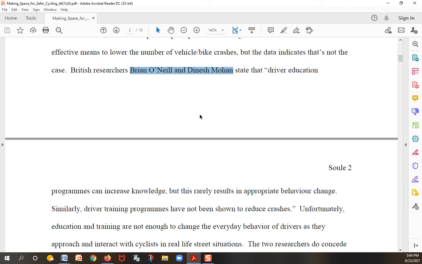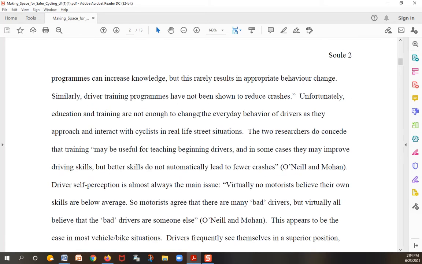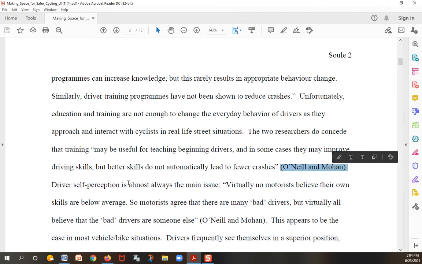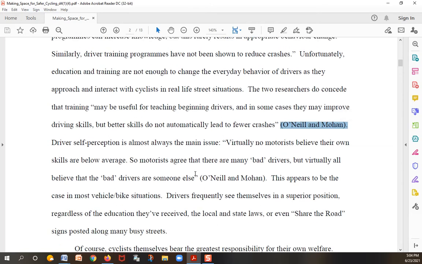Now, notice how I come back to them. Here's another quote on the next page, all the way here. And notice how easy it is. Because I've already introduced them, I don't want to do that again. All I need to do here now is use their last names. And here's another one, another quote from them. That's really all there is to it.